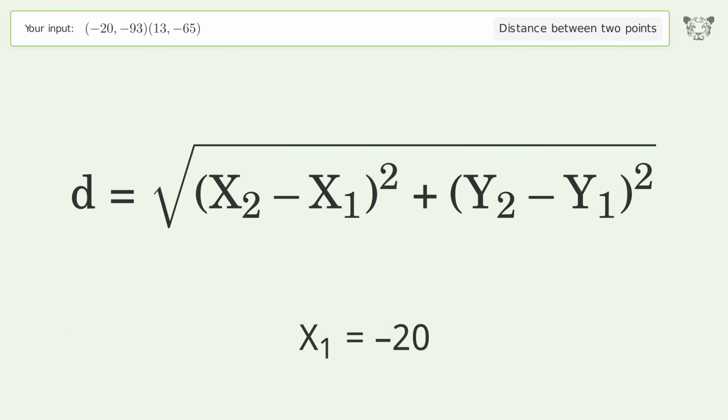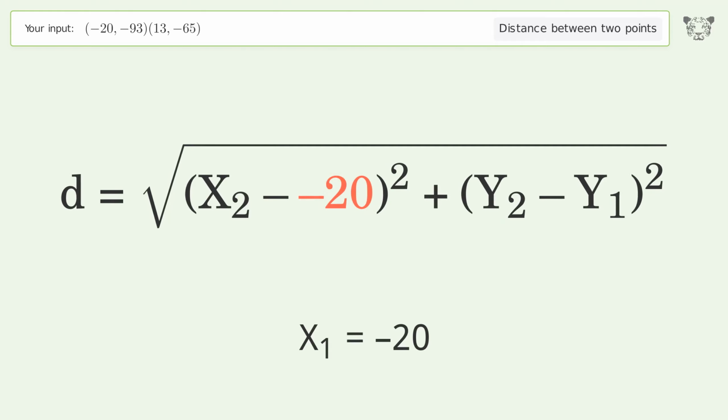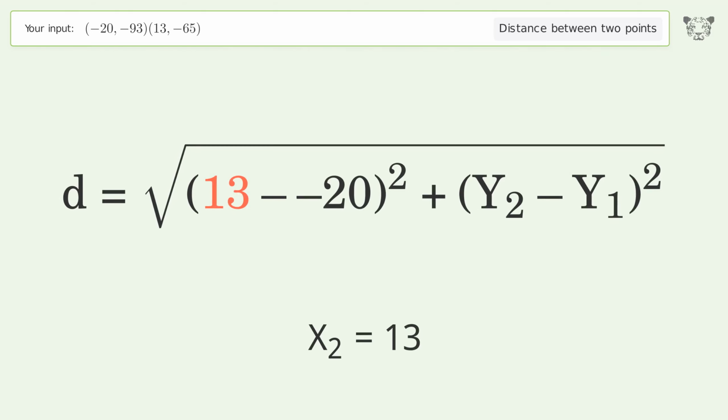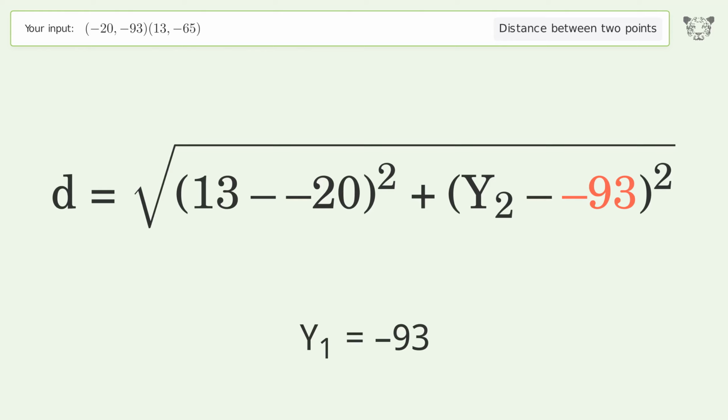x1 equals -20. x2 equals 13. y1 equals -93. y2 equals -65.